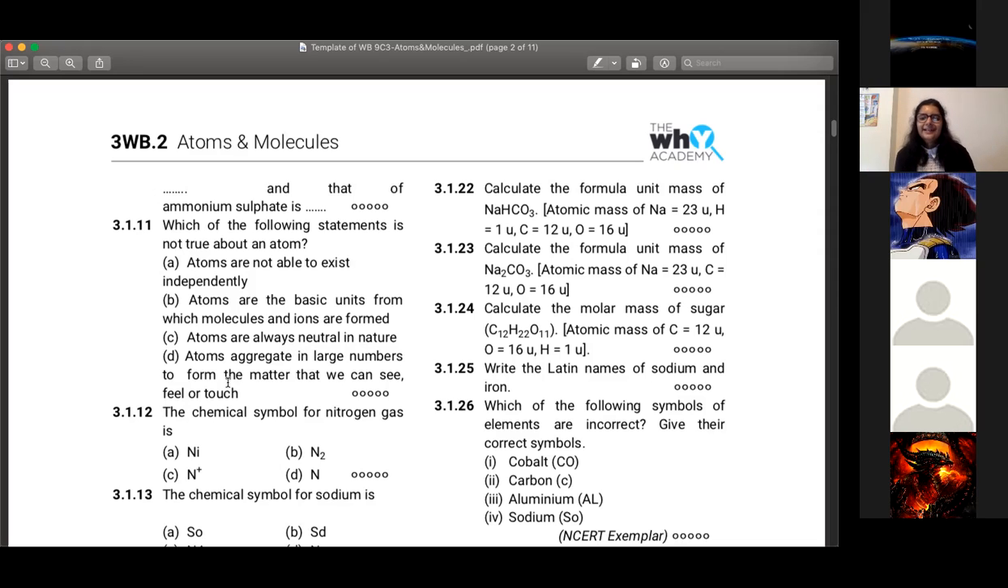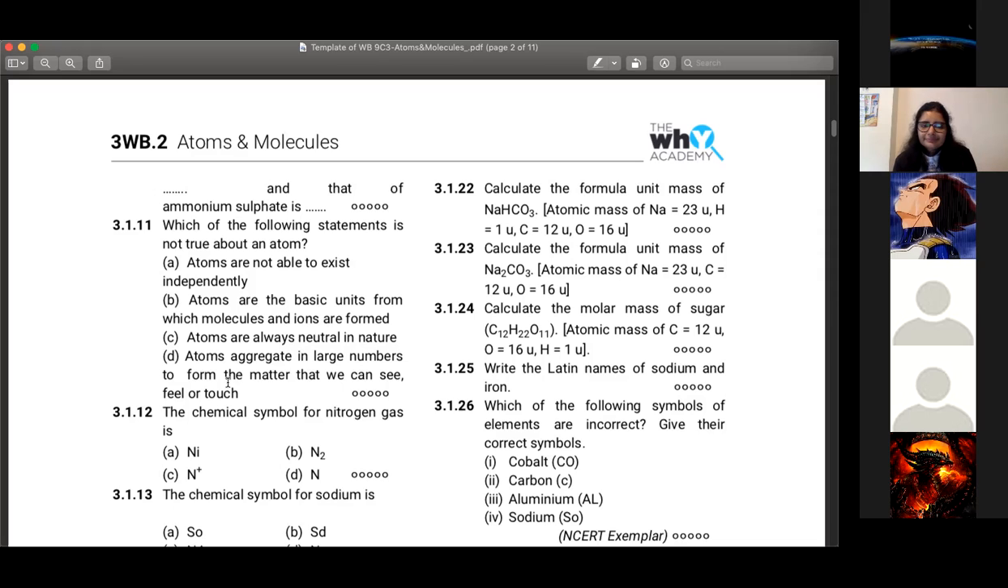Suhani has sent the right answer. Ashka, atoms are always neutral in nature. That is true. Because if they are not neutral, it becomes an ion. Then it's not called an atom anymore. If I'm calling something an atom, it's a neutral atom.